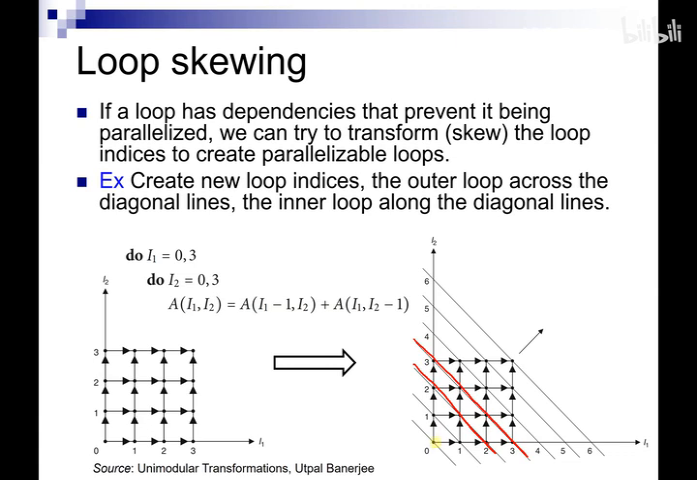So you have to do all the statements on the first diagonal before you do all of the statements on the second diagonal, before you do all of the statements on the third diagonal. So there's dependencies between these different diagonals, but within each diagonal, there is no dependence. Because there's no dependence within a diagonal, now we can parallelize across these. So that's the basic idea of this loop skewing.